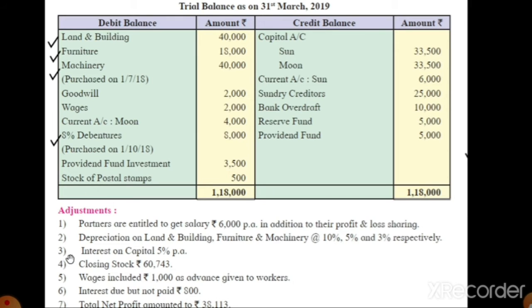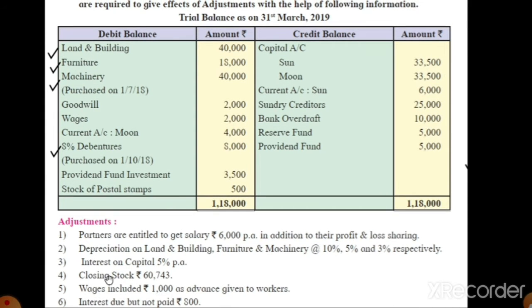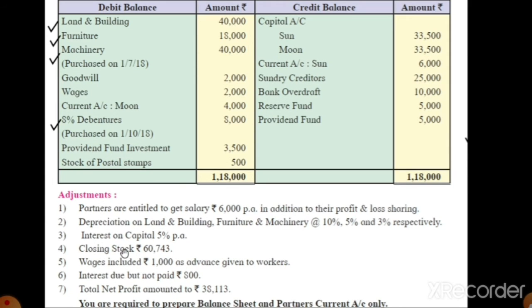Okay, now we read the third adjustment. There is interest on capital at 5% per annum. Here the interest on capital is provided to the partners. First effect of it, it's shown in the partners' current account credit side, and second effect, profit and loss account debit side. It means the effect is related to the current account also. So when we open the current account, this type of adjustment we record in the current account.